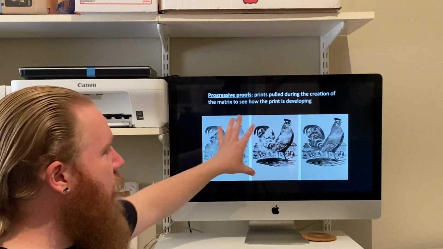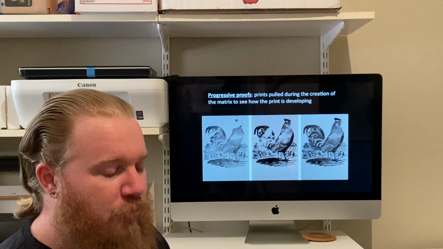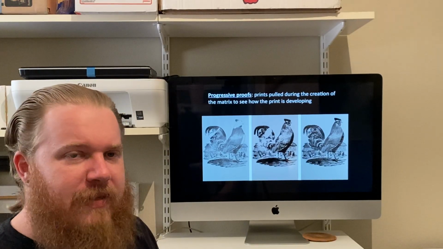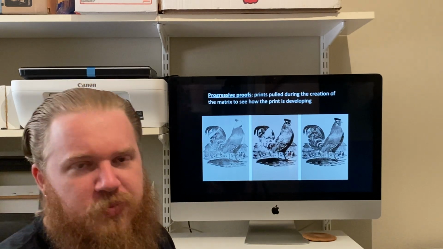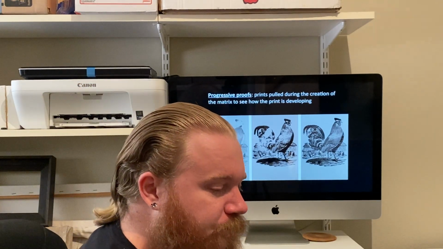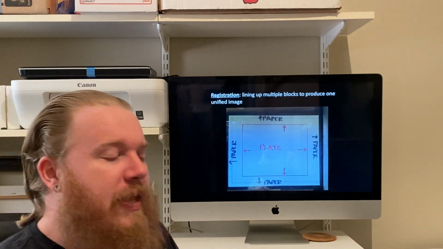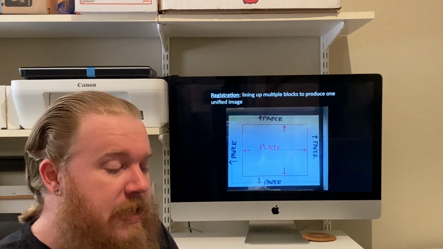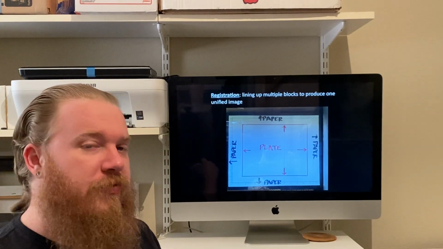So this is one way that an artist can check their progress throughout the process, because unlike drawing or painting, it can be very challenging to see how your work is progressing in this moment. Now, something else that we need to talk about in relation to printmaking is what's known as registration. And this is the lining up of multiple blocks to produce one unified image.